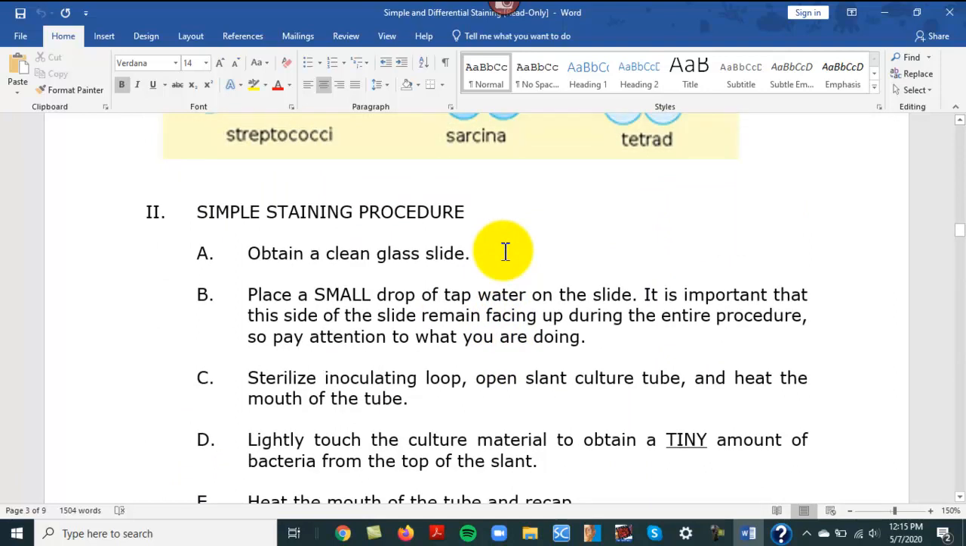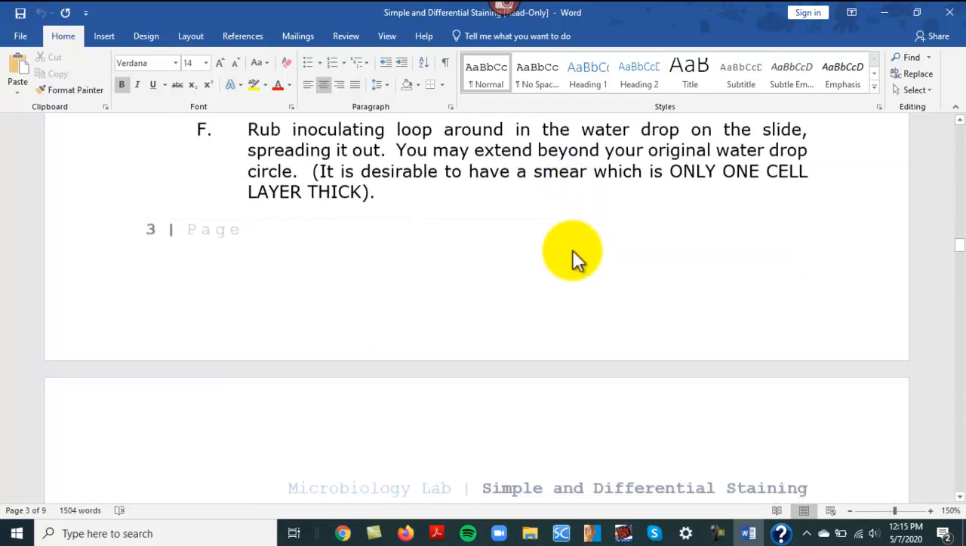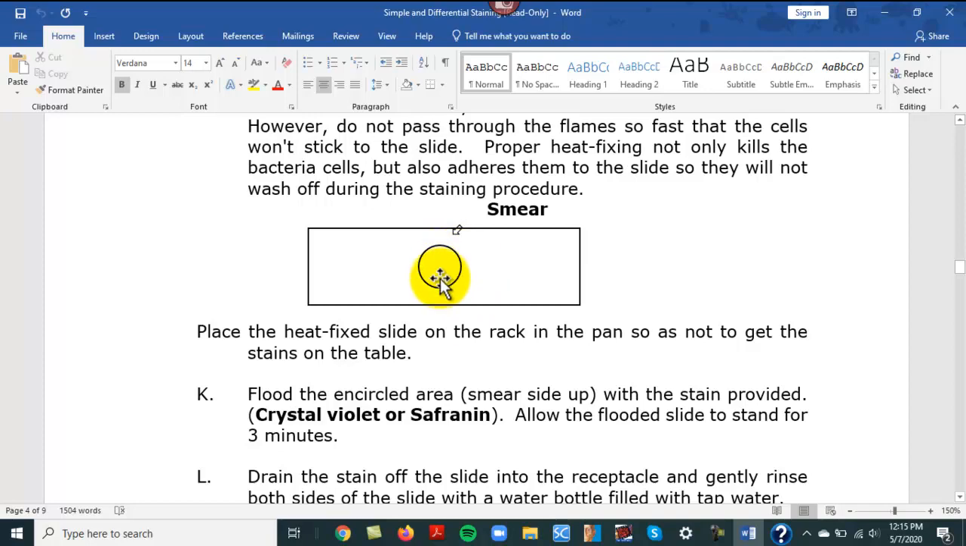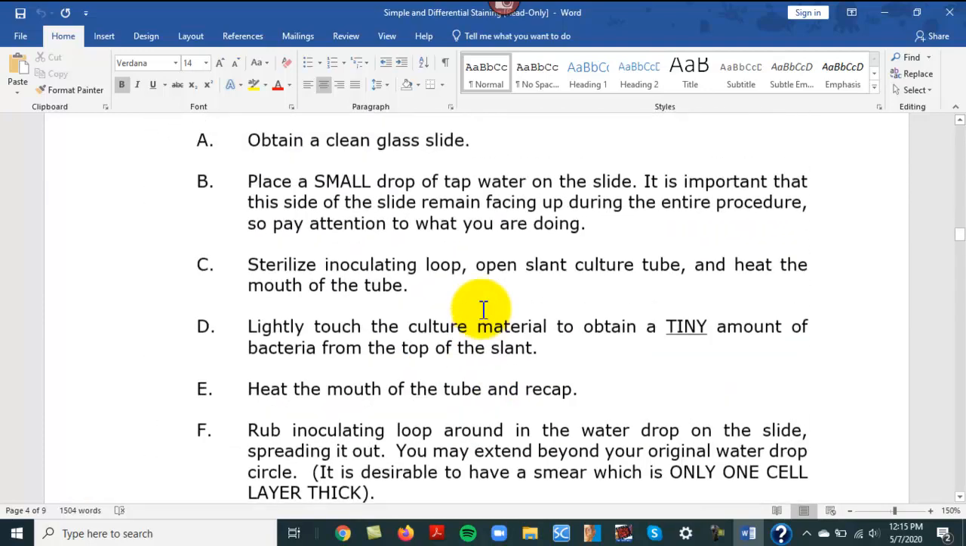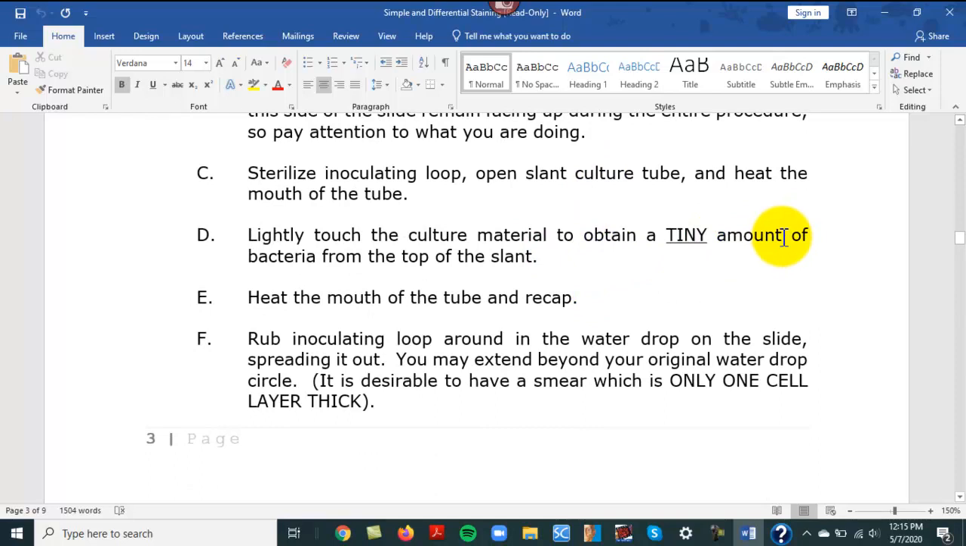Now, the procedure, and this is going to be here in just a second, there's a video of a person making a simple stain. You get a glass slide. You draw a circle on there. See this? That gives you the area for your target. You're then going to put a drop of water in that circle. You will then get some culture, either from a petri dish, or a slant, or even a broth tube. So you're going to get some microbes, and you're going to move those microbes within the circle within the water. Tiny amount.